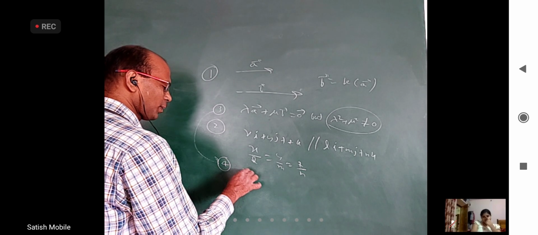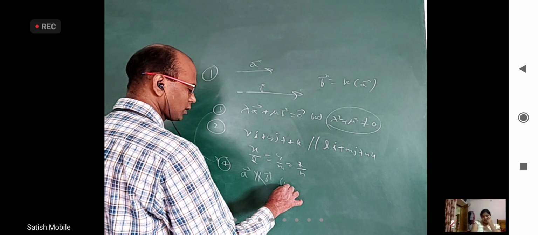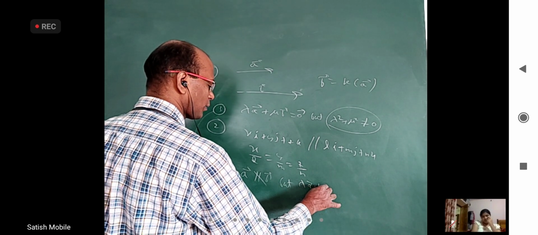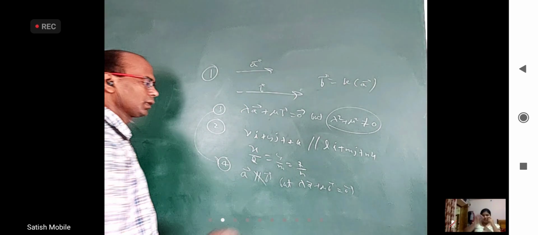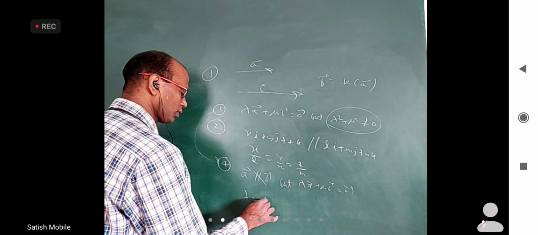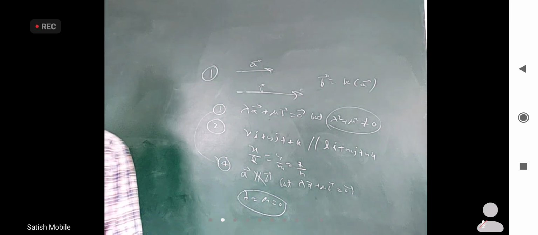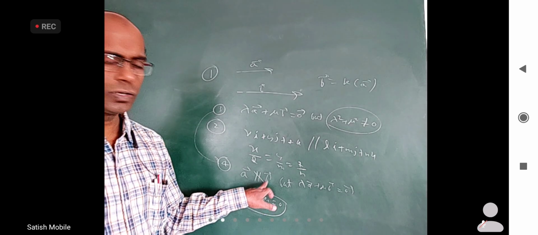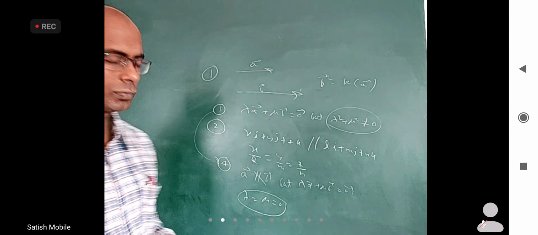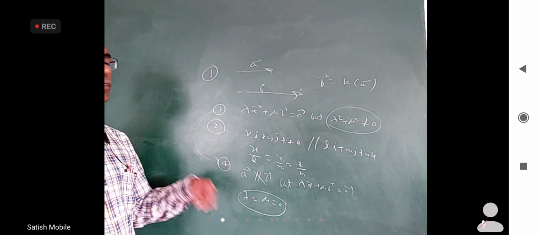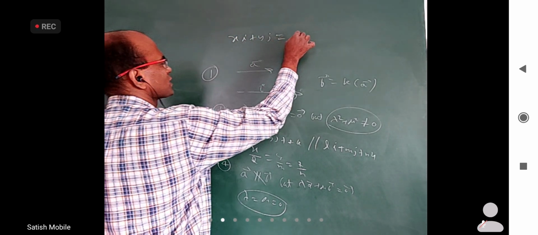Let us say a bar is not parallel to b bar. A bar is not parallel to b bar, but we are able to write lambda a bar plus mu b bar equal to 0 bar only when lambda equal to mu equal to 0. If they are not parallel, we will not be able to find a relationship between them unless lambda is 0 and mu is 0.